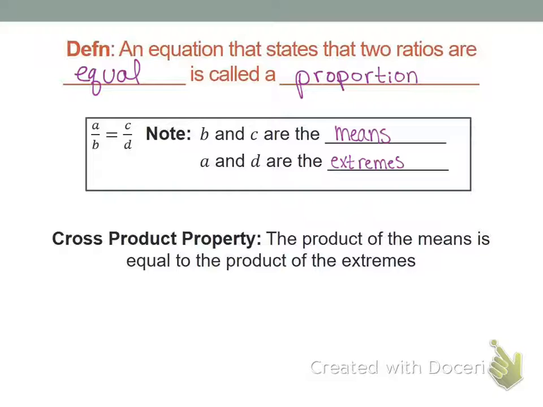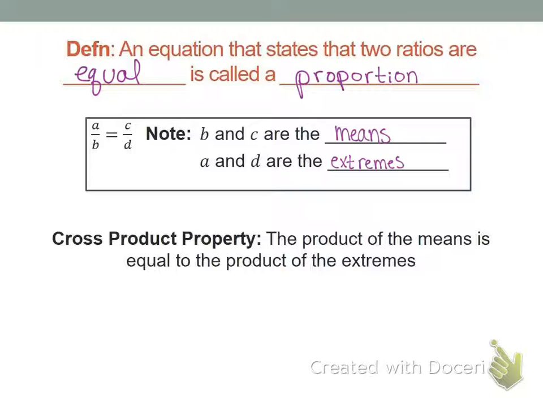Personally, I remember this by thinking about how I would write this out. If I were to write out the proportion from beginning to end, A over B equals C over D, what would generally be the first thing I would write? The A, right? If I'm writing A over B, A is the first thing I write. Generally, what would be the last thing I would write? The D. So first and last are extremes. They're on the ends. The other ones in the middle are the means.